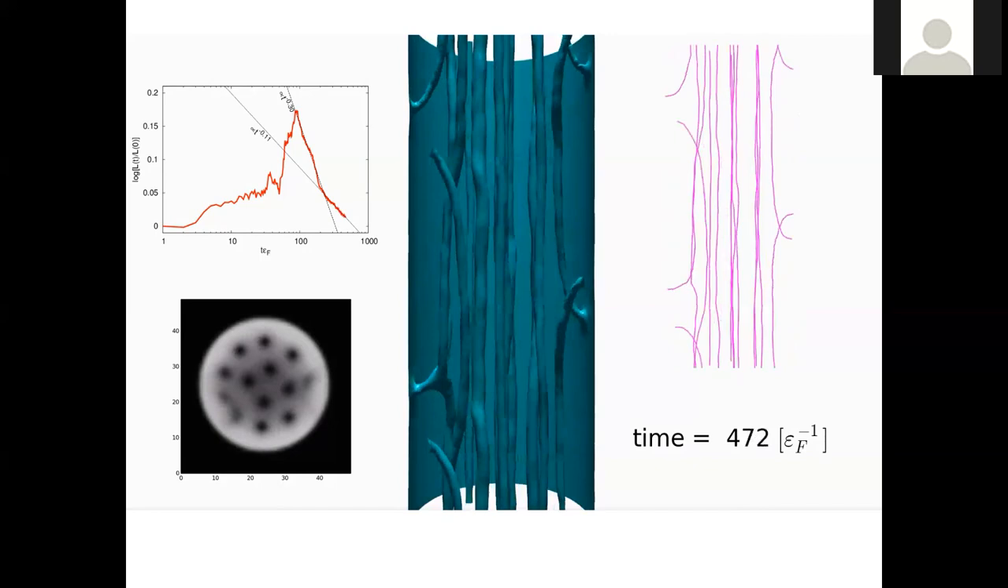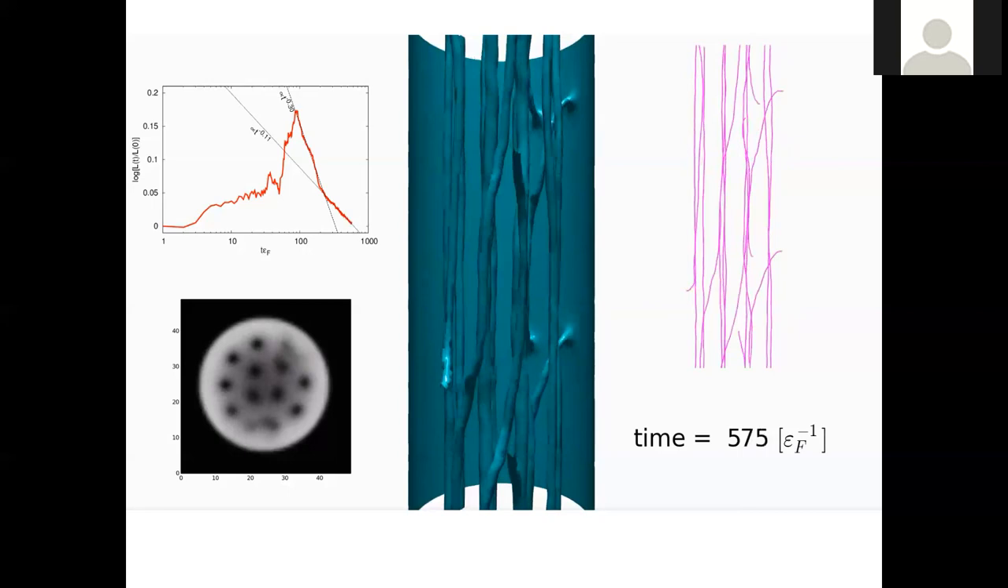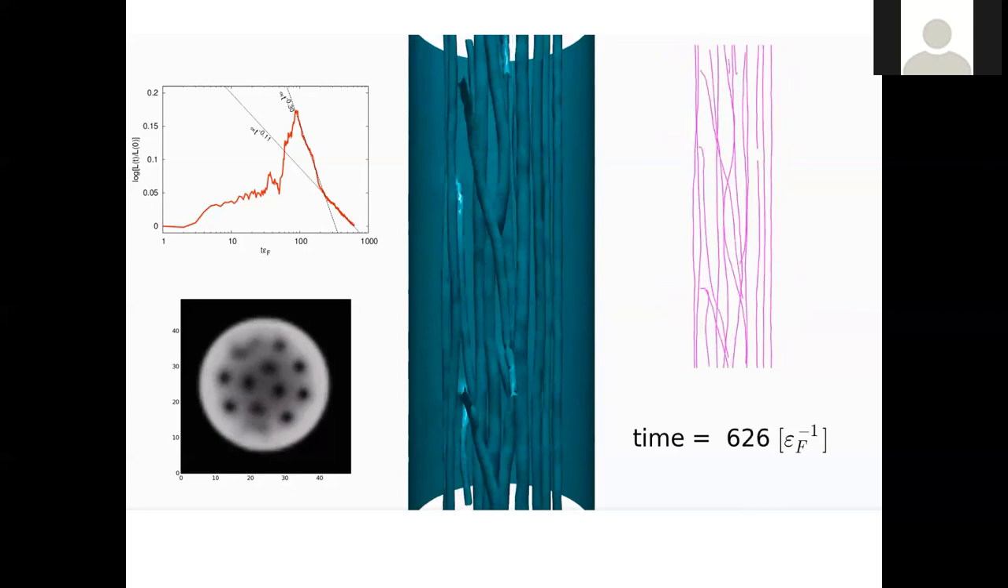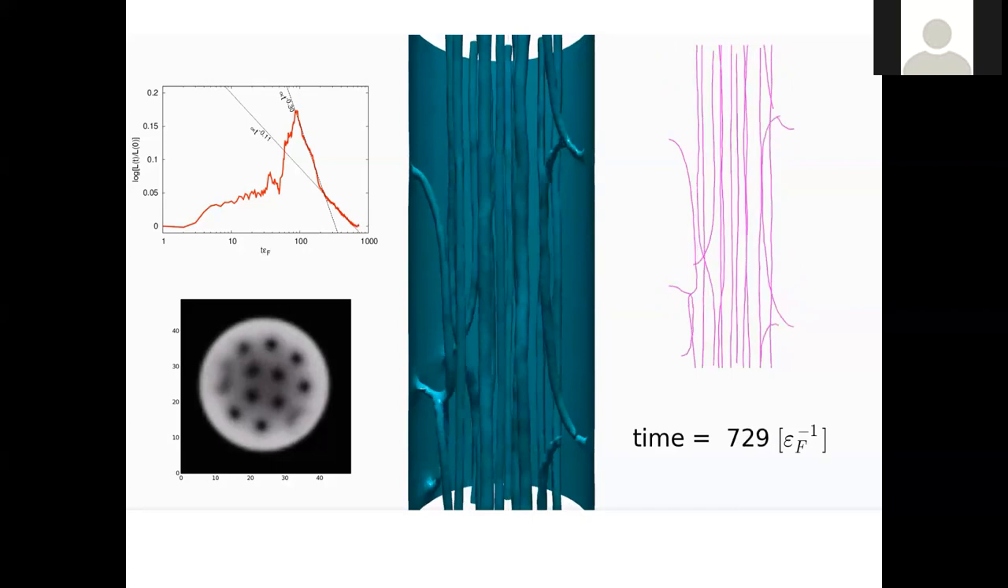What are the slopes of these two lines? These are just straight lines fitted to what we see. But what is the slope? You see here it's t to the power, so it's minus 0.3 and here it's minus 0.11.